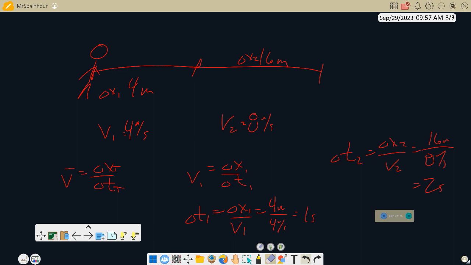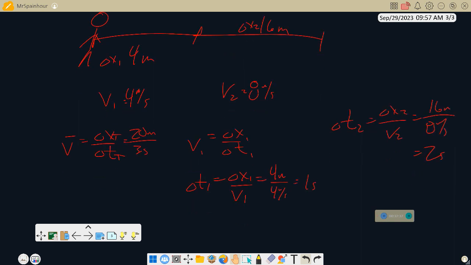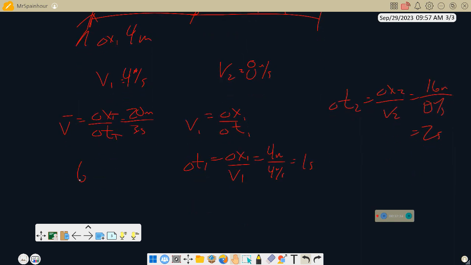So, how do I get the average velocity? We come back over here. We get that the total is 20 meters, and that the total time is 3 seconds. And what do we end up with? We end up with, let's see, 6.67. And it makes sense that it should be closer to the 8 than the 4 because we spent more time at the faster velocity. That's it. That's all it is.